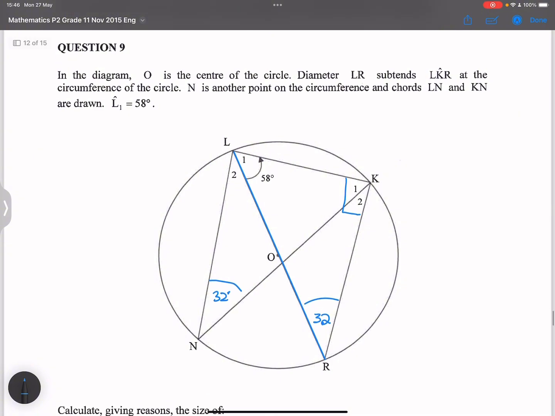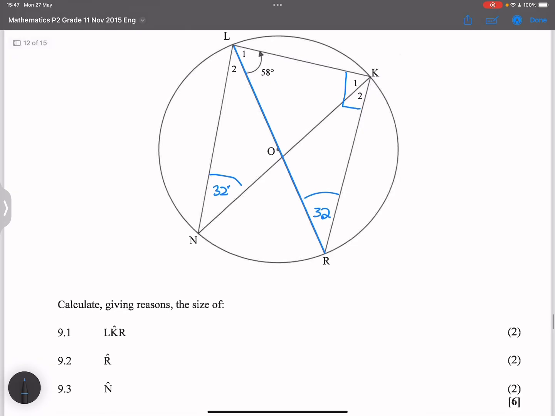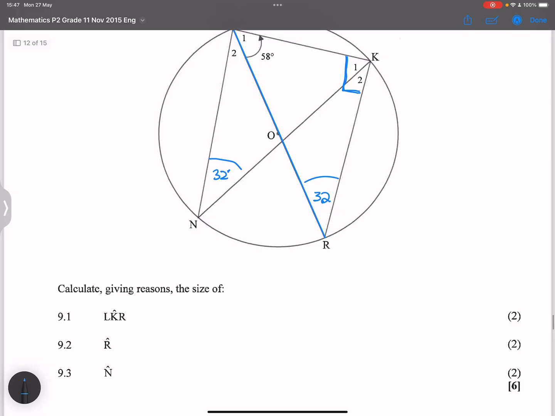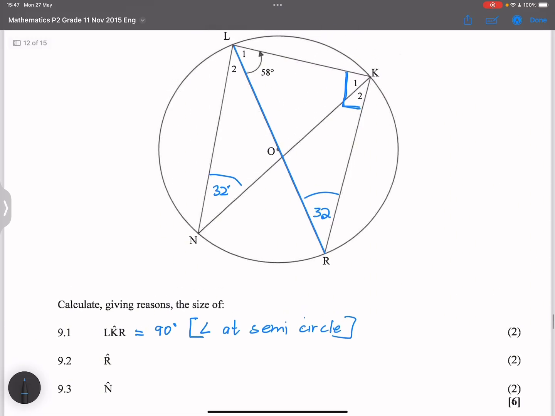Okay, so I want us to quickly have a look at what they're asking us there. They say calculate, giving reasons, the size of LKR. So we're looking at that guy here, LKR. That's K1 and K2. So we're simply going to say LKR is equal to 90 degrees. And what's the reason there? We say this is angle at semicircle. Okay, let's write that. Angle at semicircle. We know that angles at semicircle are equal to 90 degrees, right?